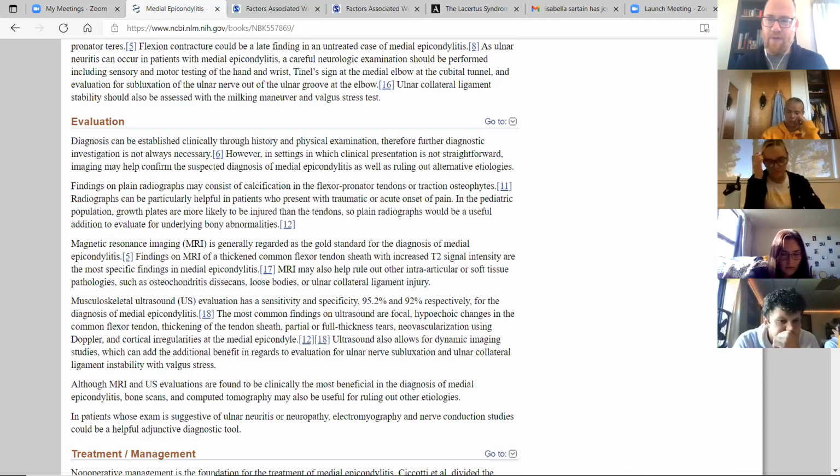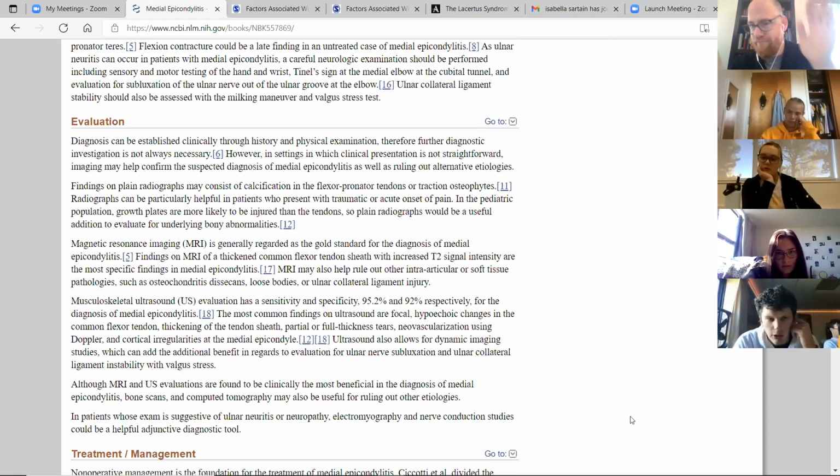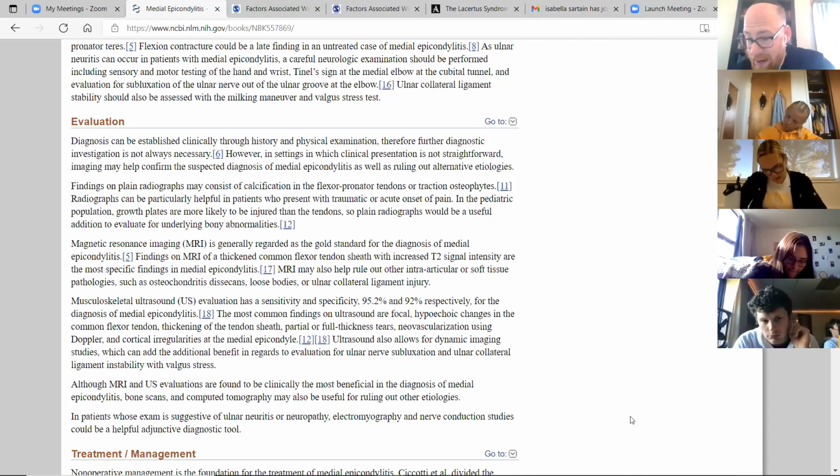We learned how to do an exam for this in class the other day. Would it be looking at the UCL? Yes, look at the UCL, look at the medial elbow. Make sure, if they've got symmetry bilaterally, that they're not lax, make sure they're not having symptoms into the ulnar nerve distribution. Make sure they're not tender at the joint line.